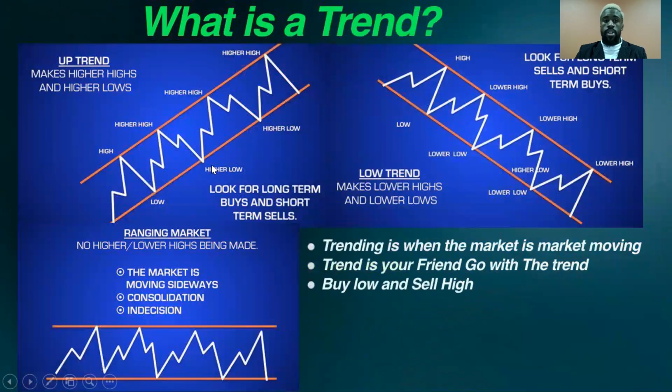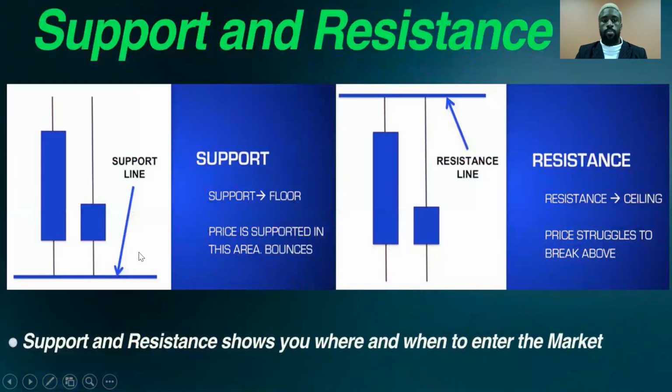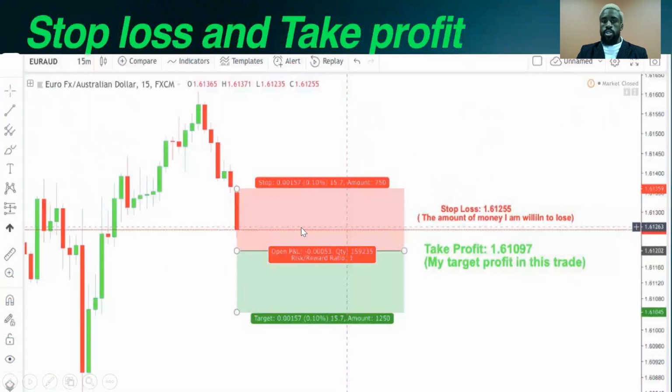So this is what I meant by trend, a higher high and a higher low. The market is either moving up or the market is moving down. And this is how support and resistance looks when it's going up and down, just bouncing. This is a support and this is the resistance. You buy at the bottom and you sell at the top. Okay? The floor and the ceiling. Very simple. And this is how you do your stop loss and take profit.